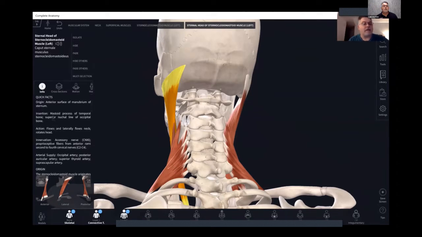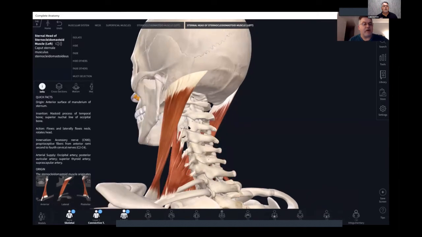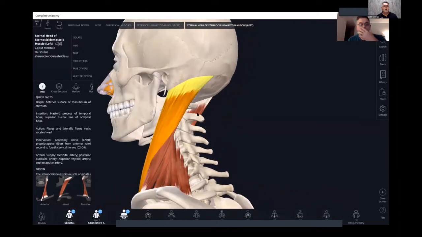It's again a mastoid process and into the superior nuchal line of the occipital bone, with its action being flexing and laterally flexing the neck, and then rotating the head. Its innervation is through the spinal accessory nerve, cranial nerve 11.